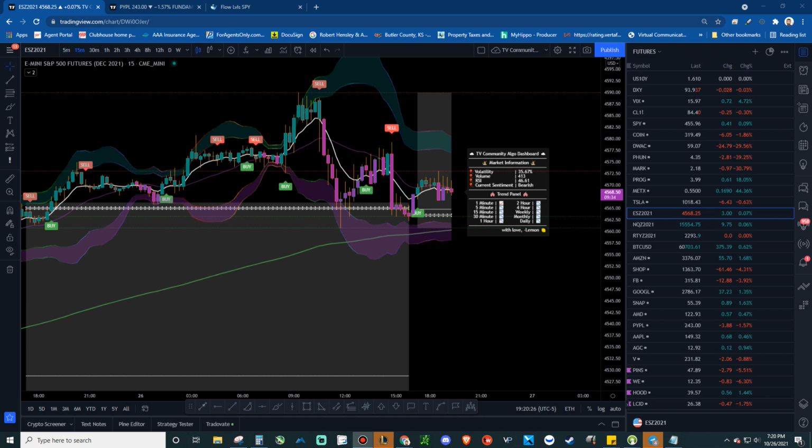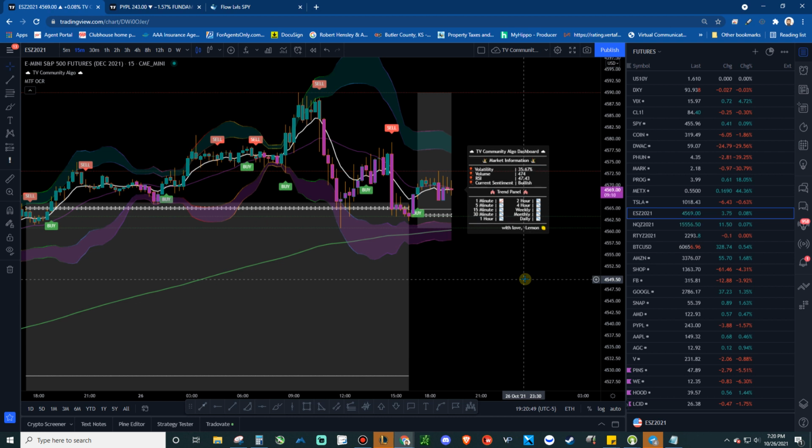Free community algo. Now, this is cool. This algo was created by some guy named Lemon, so shout out to this guy, whoever he is. But he basically created a Bollinger Band EMA type of system here, where it's going to give you a buy or sell off of this 8 EMA.